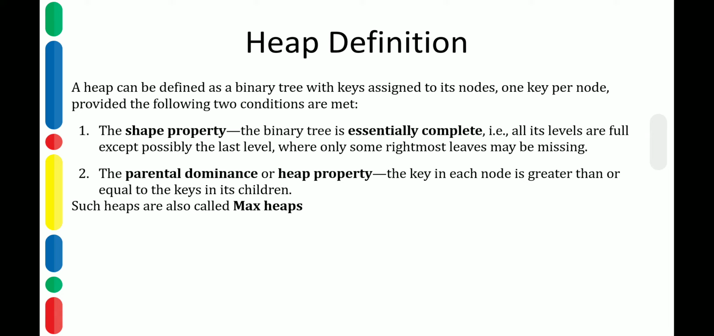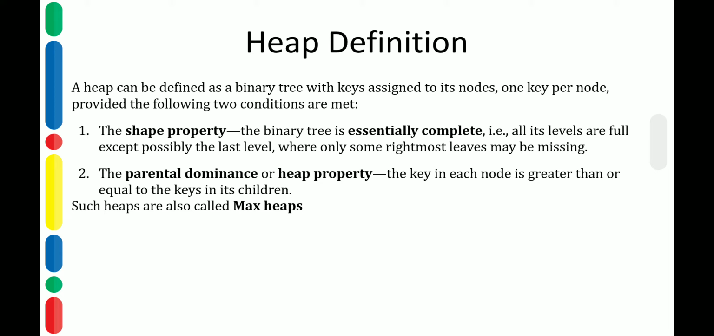What are the two properties that need to be satisfied by a heap? The first one is called the shape property. The binary tree is an essentially complete binary tree. You have already studied this in data structures by the name almost complete binary tree. Both terminologies, essentially complete binary tree or almost complete binary tree, are one and the same. So when do we say that a binary tree is essentially complete? It is a binary tree in which all its levels are full except possibly the last level.